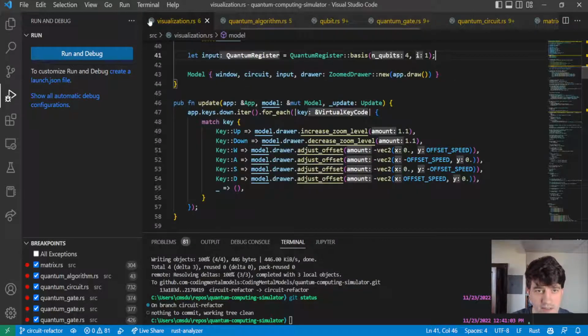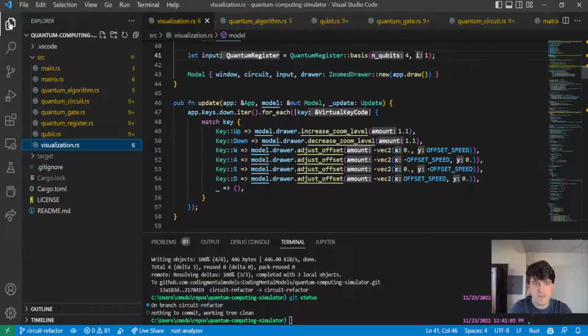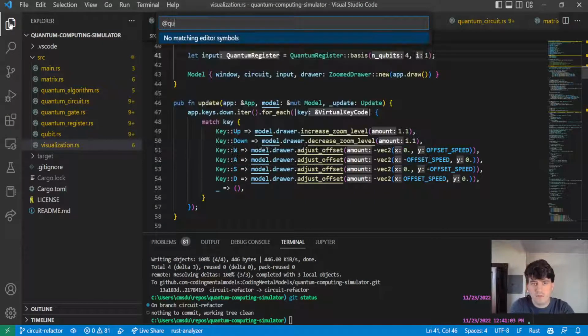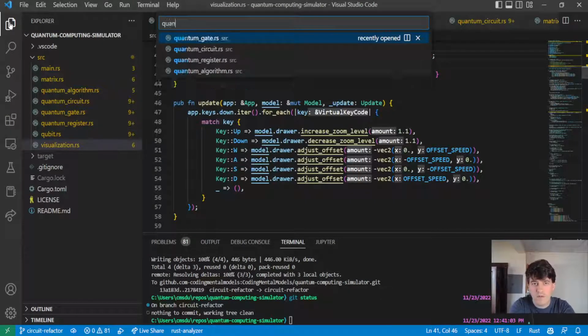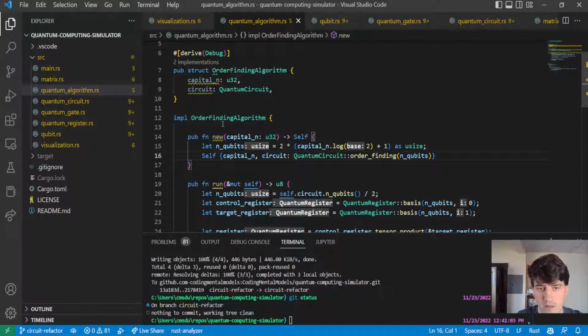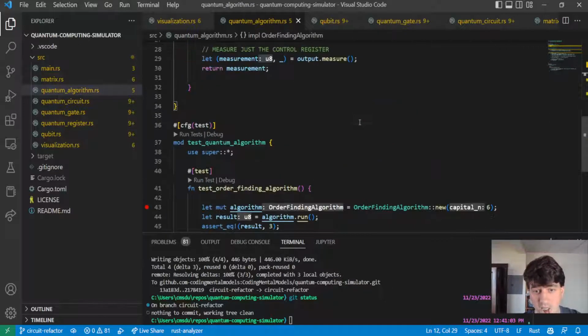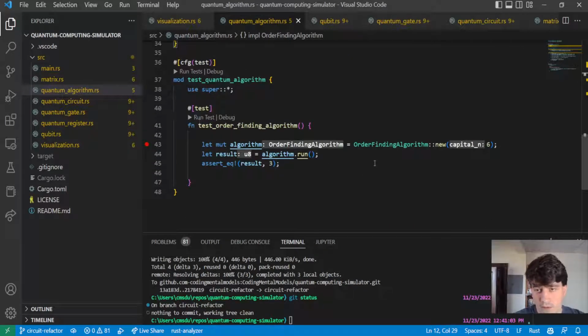Let's see if we're still hitting that Stack Overflow. Where was our Stack Overflow? It was quantum algorithm, and if this is 15, we were hitting the Stack Overflow.